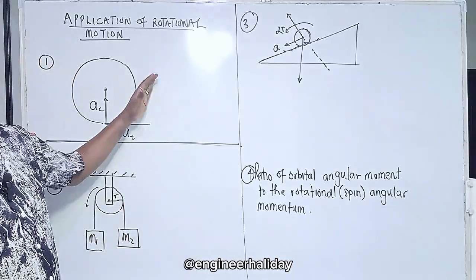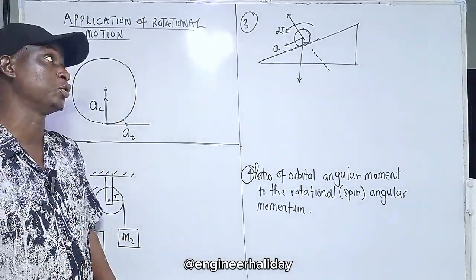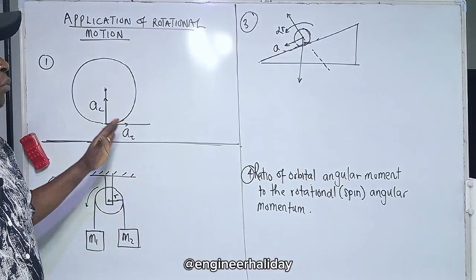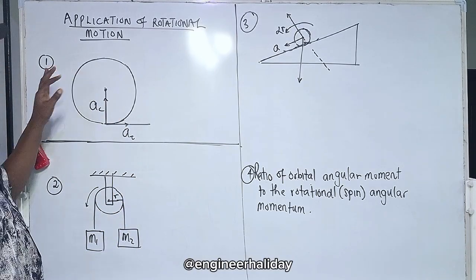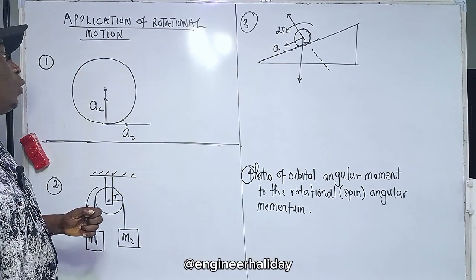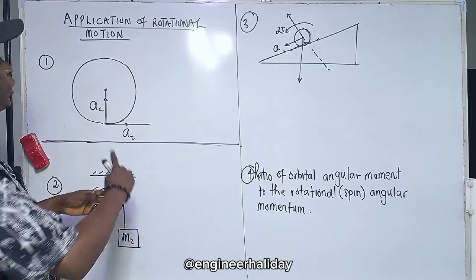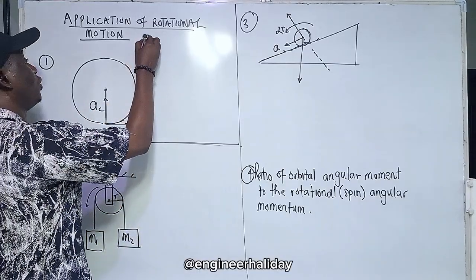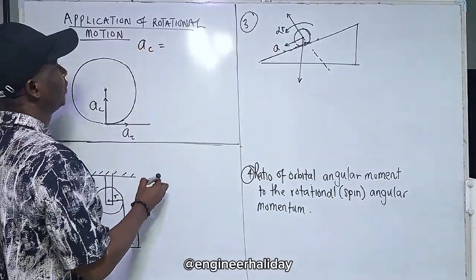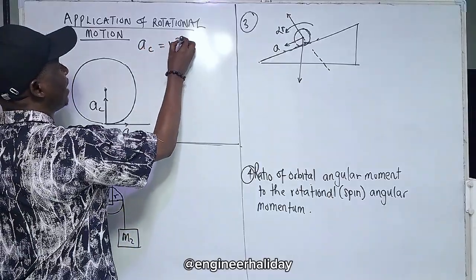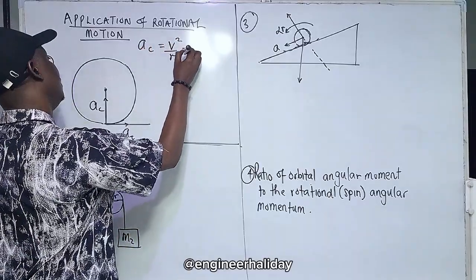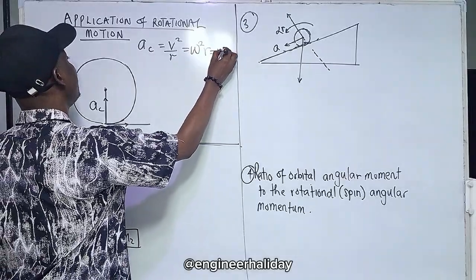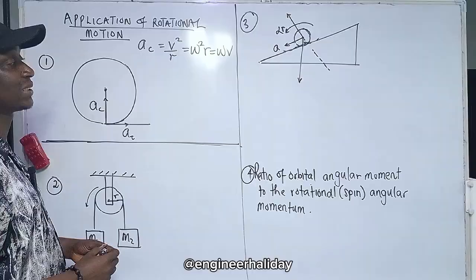Now we want to talk about part three, which is the last part of rotational motion. Now we want to talk about applications of rotational motion. The first one we want to look at is the acceleration of a rotating body around a circular path. Number one is what we call the centripetal acceleration, which is v squared over r, or omega squared r, or omega v. That is what we call centripetal.